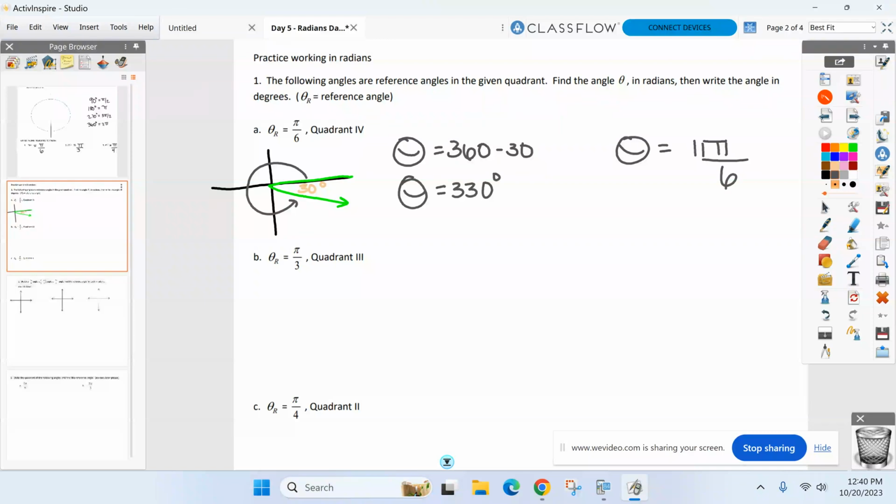11 pi over 6. We're done. Okay, so 30, because I knew pi over 6 was already 30. How many 30s went into 330? 11 of them. So 11 pi over 6, also known as 330 degrees.